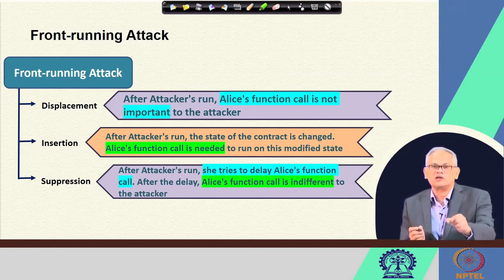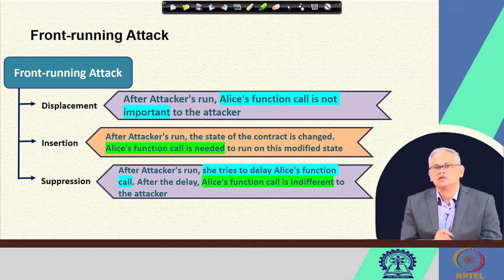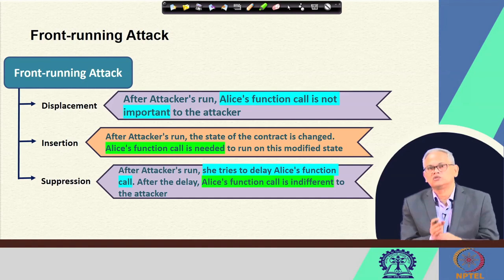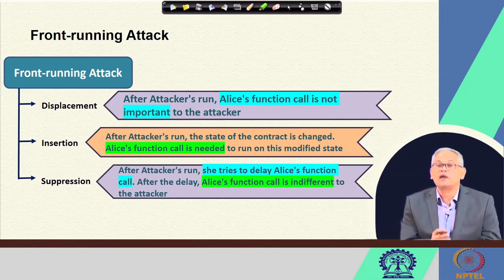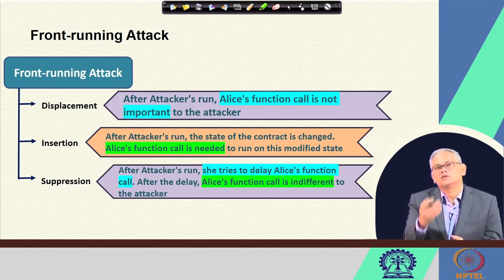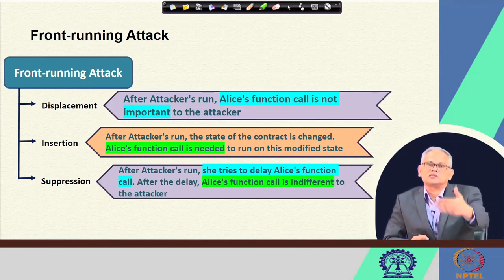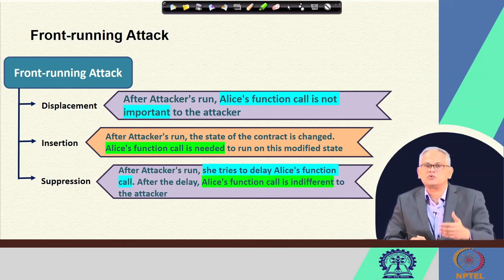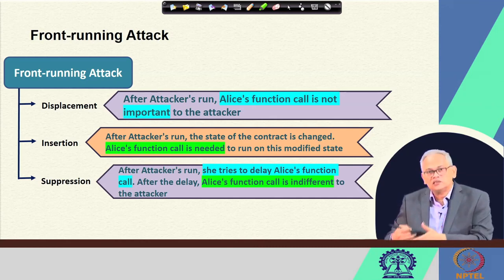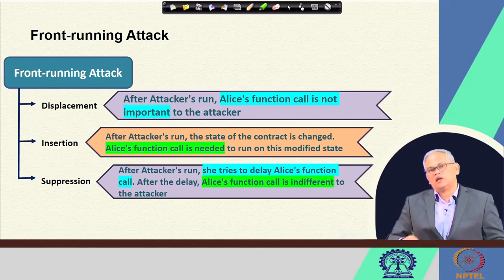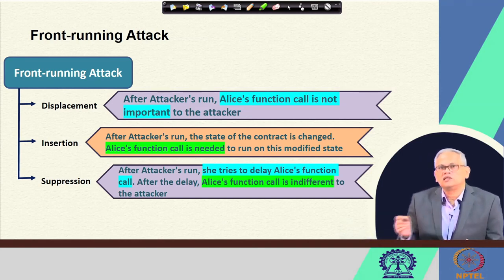So, the attacker will front run it and try to ensure that its transaction of buying that website address goes before Alice's transaction, and that it gets mined in a block before Alice's transaction. Once the attacker's transaction is executed, the attacker gets that website address. When Alice's transaction arrives, that address is no longer up for sale, so Alice's transaction will fail. So, whether Alice's function call is made or not is not important to the attacker.